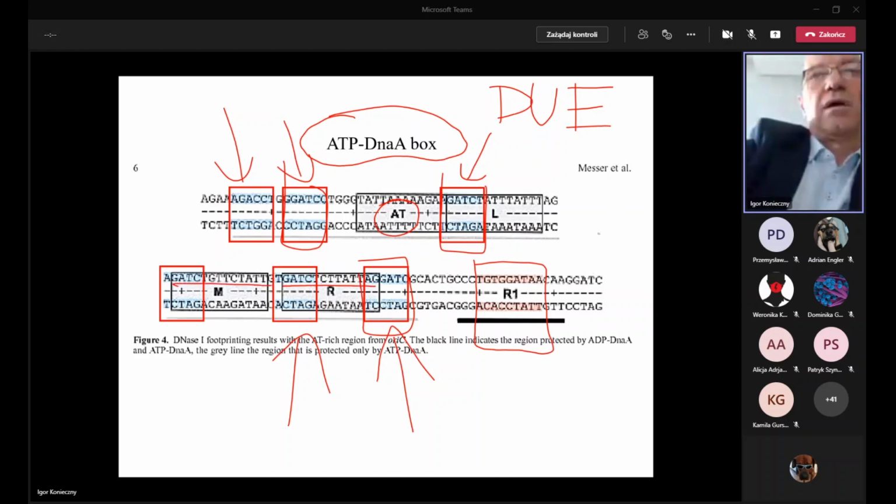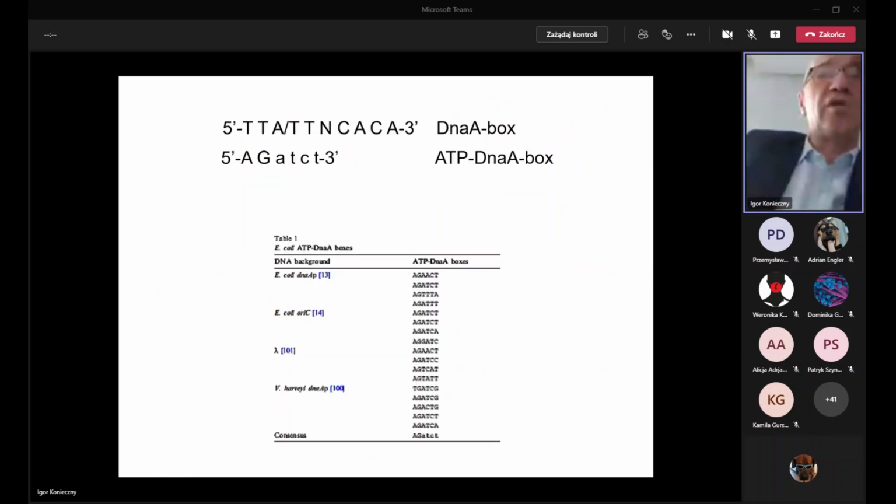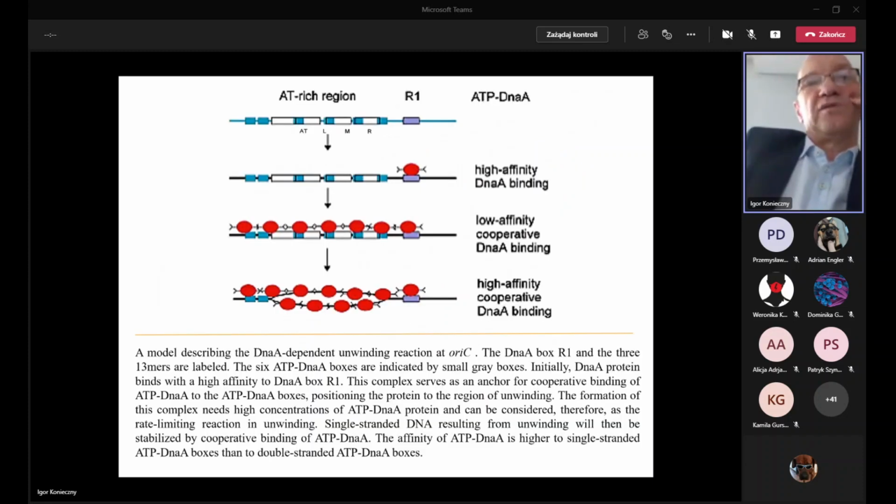But also specific binding sites for proteins. Could be. But based on those experiments, the other consensus, the ATP DnaA box consensus, was identified, and it was found in very many bacterial chromosomes and extrachromosomal genetic elements. Well, that was in Walter Messer's laboratory at the Max Planck Institute for Molecular Biology in Berlin.